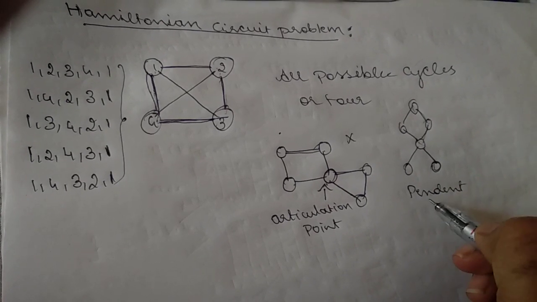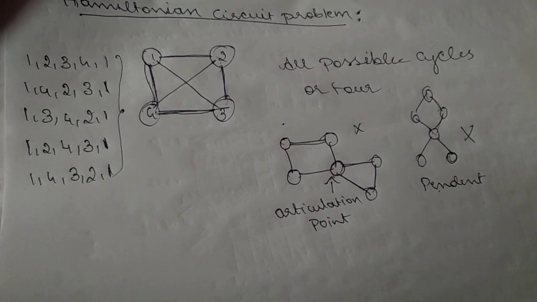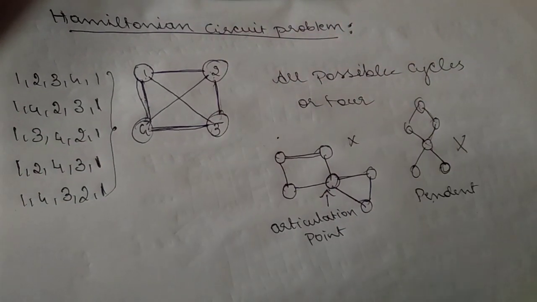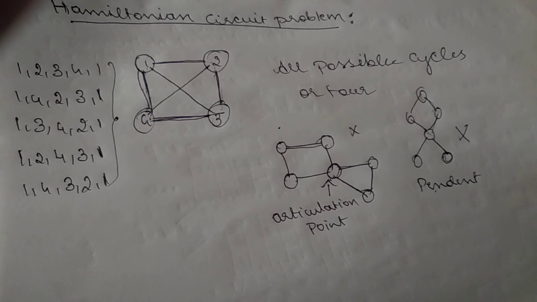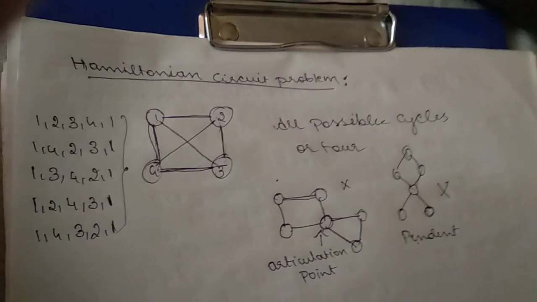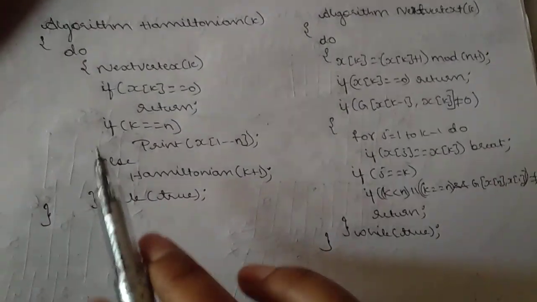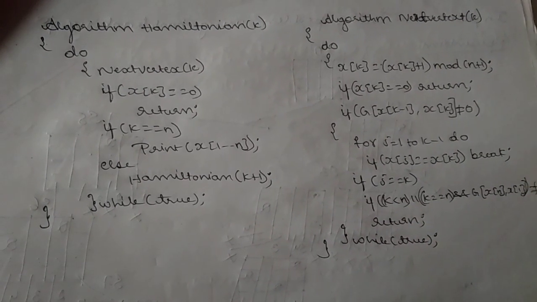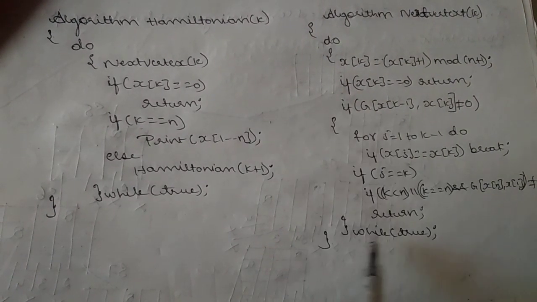So even if you have a pendant vertex, a Hamiltonian circuit is not possible. Always the graph should be connected and it should have a cycle in order to get the Hamiltonian cycle or the Hamiltonian circuit. And here we have a very easy algorithm for this. This is the algorithm for the Hamiltonian cycle. I'll not explain this now. First, I'll show you how to go about the problem, then with respect to the problem, I'll explain this algorithm.